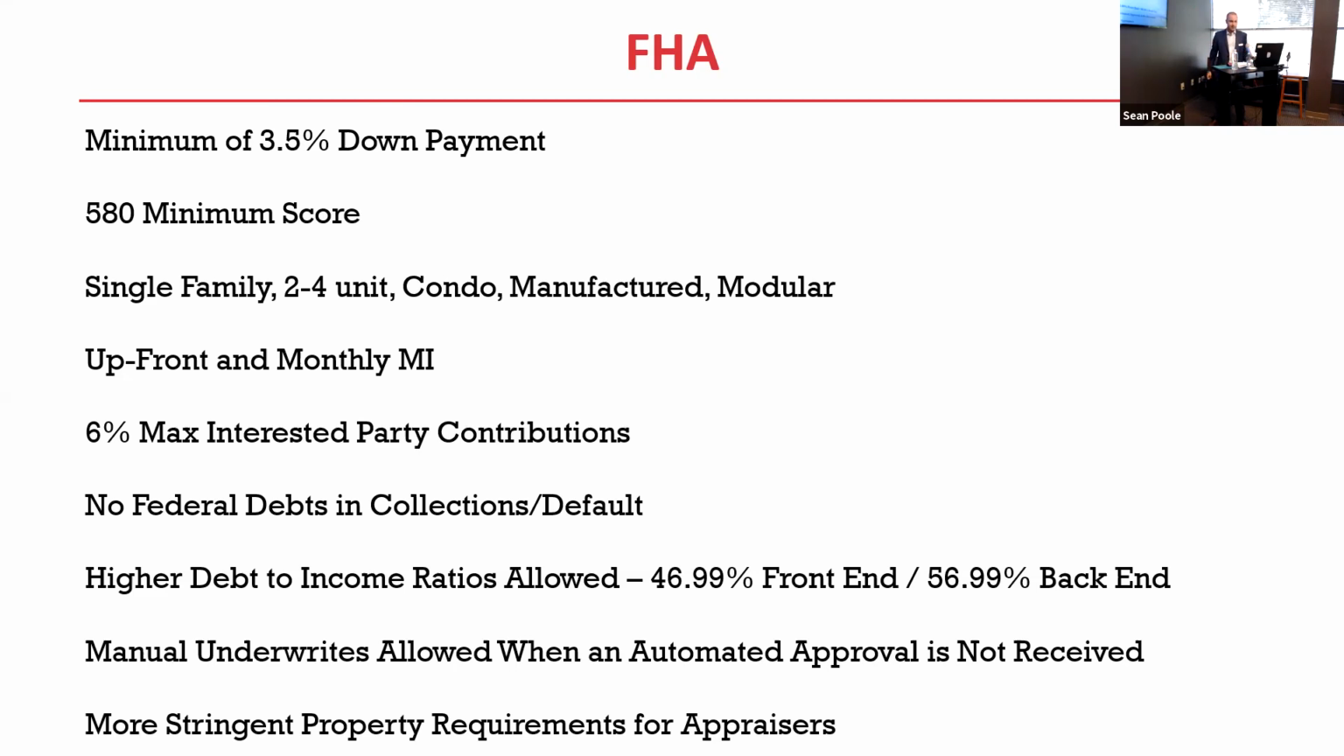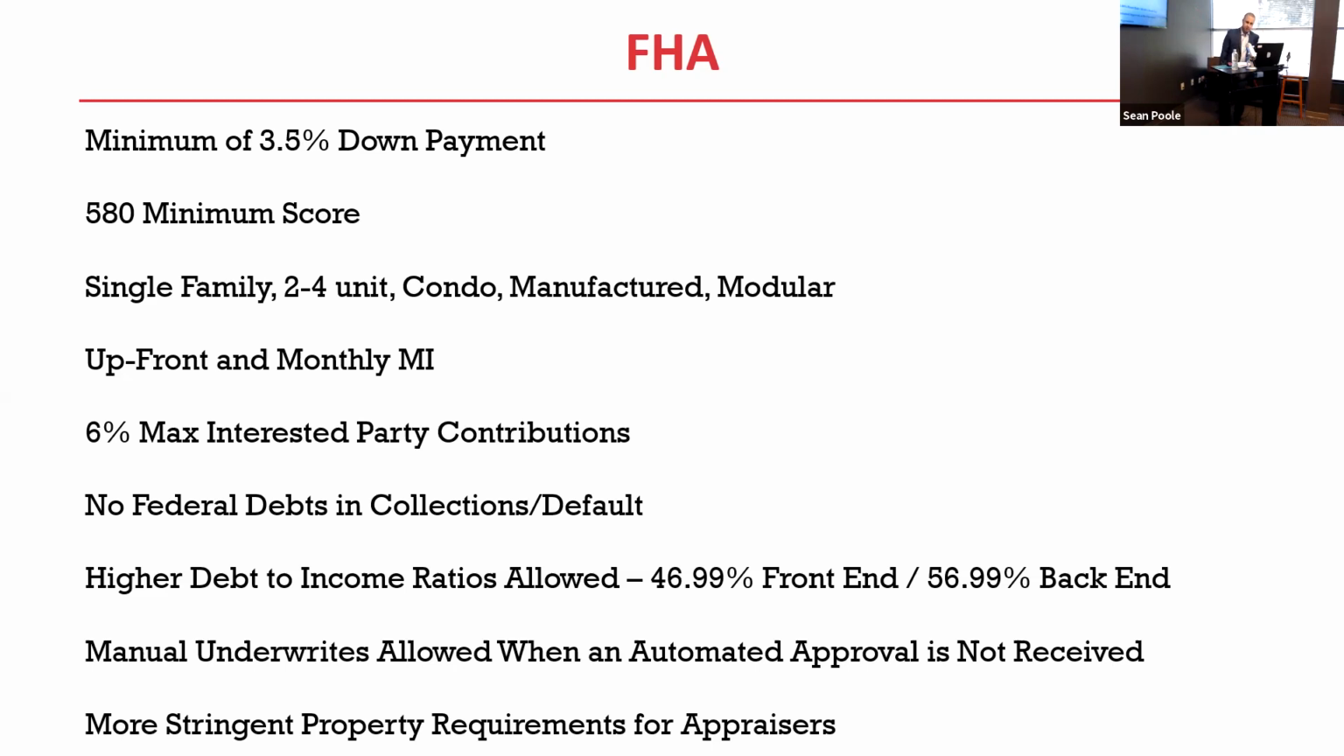FHA has upfront mortgage insurance of 1.75% that gets added to the top of the loan, and they have monthly mortgage insurance. And the monthly mortgage insurance depends on the down payment. If you're doing 3.5% down payment, it's 0.85%. If they're putting down 5% or more, it's 0.8%. So it does give a little bit lower mortgage insurance when you're putting down more than 3.5%. They do allow for more seller contributions, which is not really a big factor in this market, than conventional does with the lower down payments.